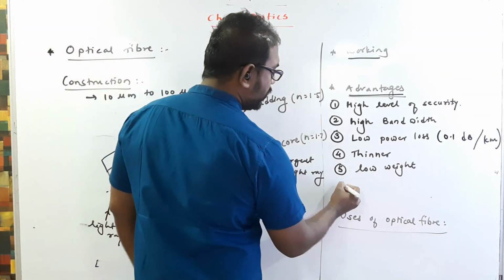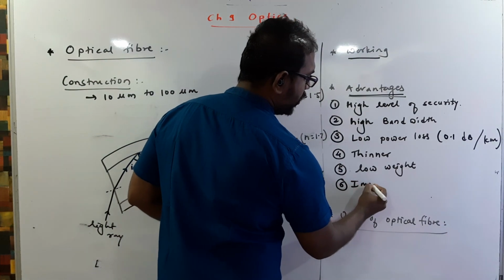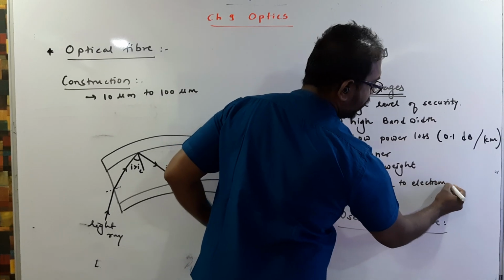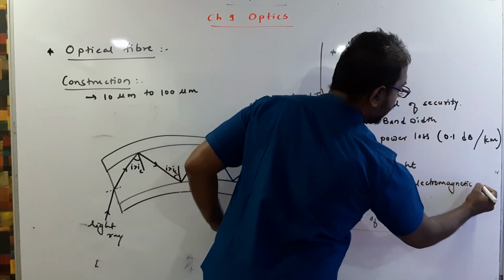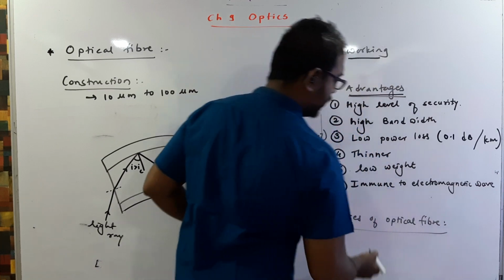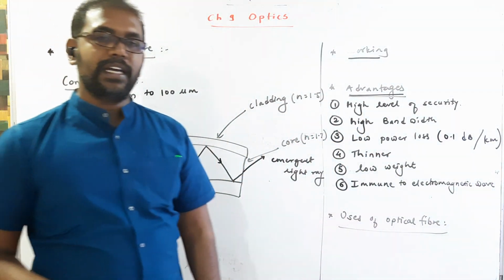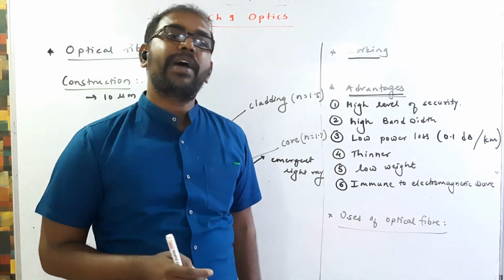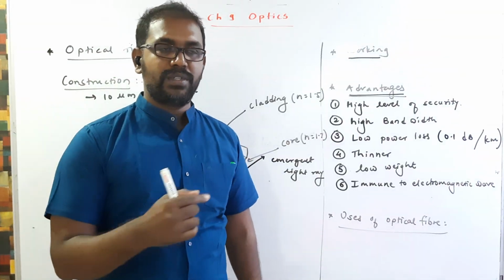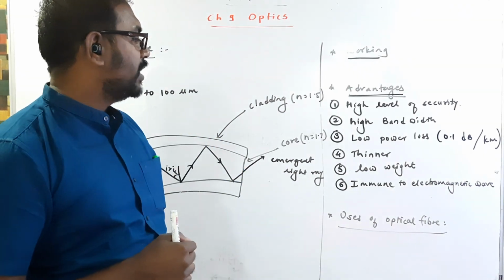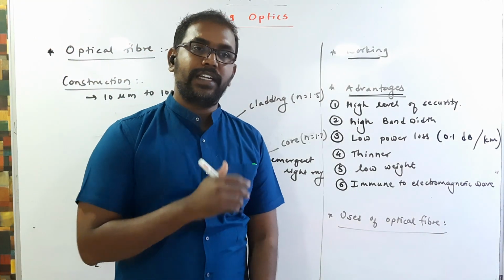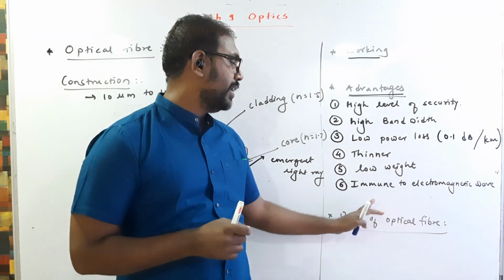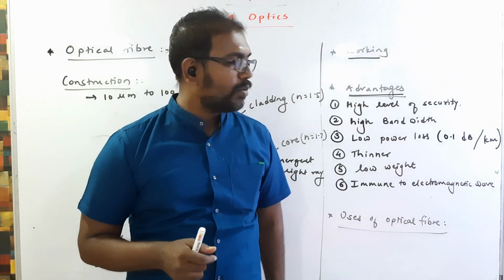And a very important advantage is it is immune to electromagnetic waves or electromagnetic signals. So what exactly it means is that अगर एक ऑप्टिकल फाइबर केबल में से सिग्नल जा रहा है, उसके बाजू में अगर इलेक्ट्रोमैग्नेटिक सिग्नल है, इलेक्ट्रोमैग्नेटिक वेव्स जा रही है, then also that electromagnetic wave doesn't affect the signal of optical fiber. So optical fibers are immune to the electromagnetic wave.